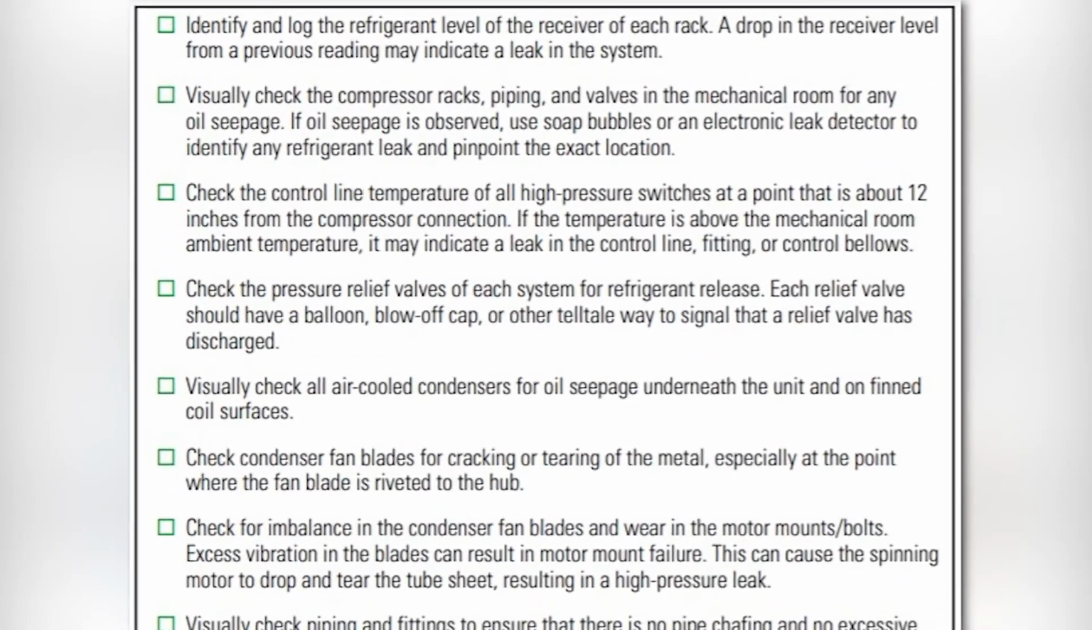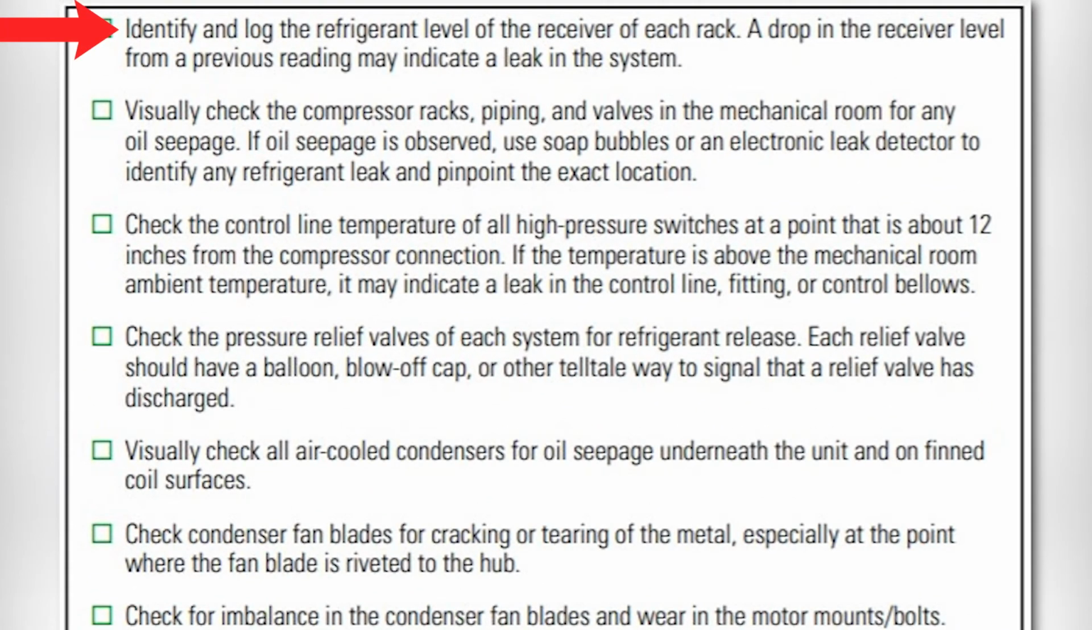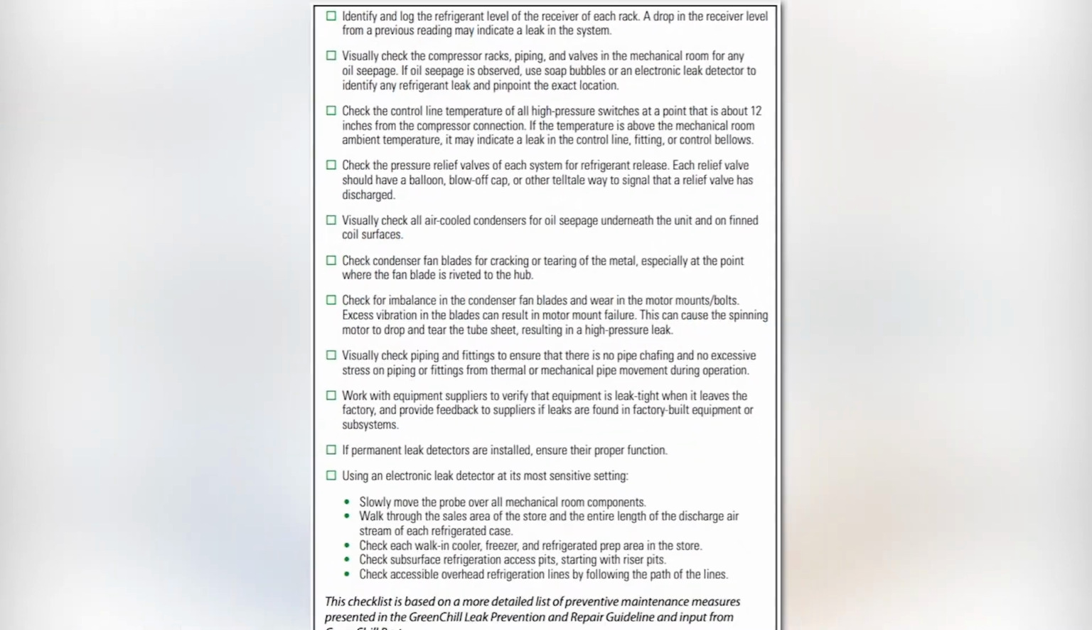You should also aim to prevent and reduce refrigerant leaks. Refrigerant leaks can reduce system efficiency, harm the environment and employees, cost lots of money to recharge, and lead to compliance issues. According to the U.S. EPA, a typical industrial refrigeration system can leak 20 to 30% of its refrigerant annually. To reduce the amount of refrigerant leaked, consider identifying and logging refrigerant levels, checking compressor racks, piping, and valves for oil seepage, and include other tasks from this list in your regular maintenance.